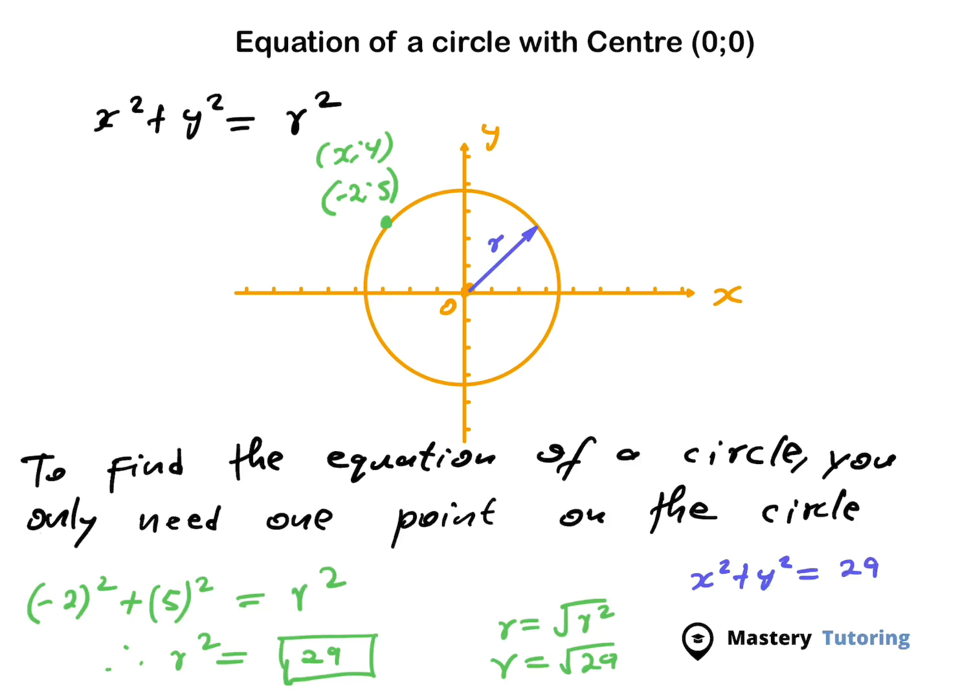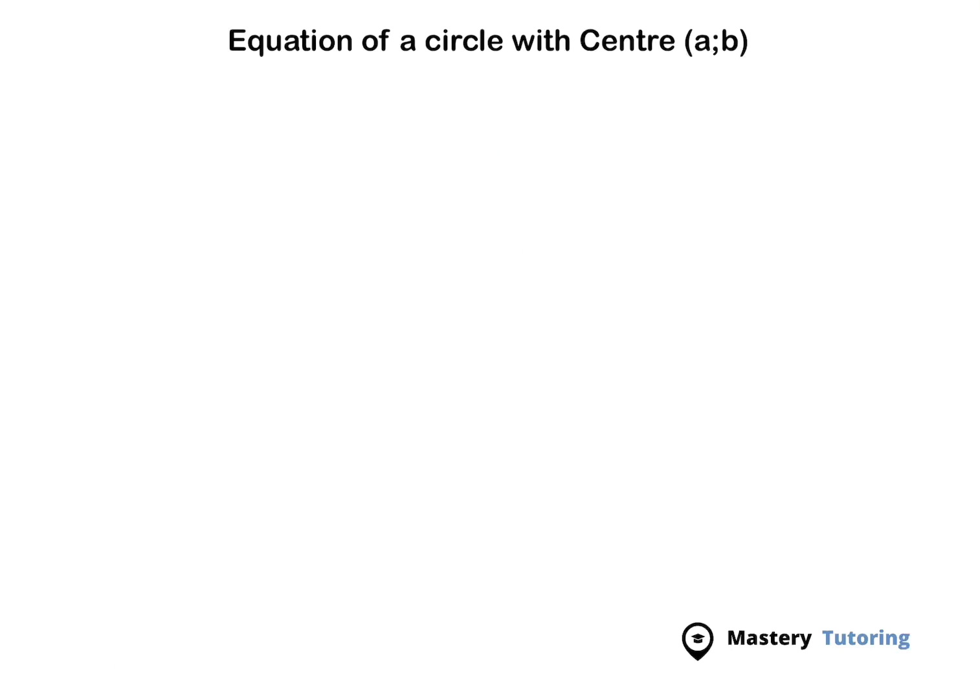So this is all you need to know about the equation of a circle. This is simple and straightforward. Now let us look at the equation of a circle with center A and B. It's similar to what you do for equation of a circle with the center at the origin, but there are some slight differences, just small differences.